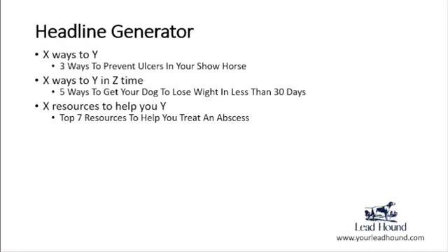Another one, X resources to help you Y. So this could be top 7 resources to help you treat an abscess, something like that. Again, if we were a veterinarian. You'll also see a variation of this as, say, top 5 best toasters or something like that. So you can see it in that way too. That's not on here, but that's another one that's pretty common that you might see.